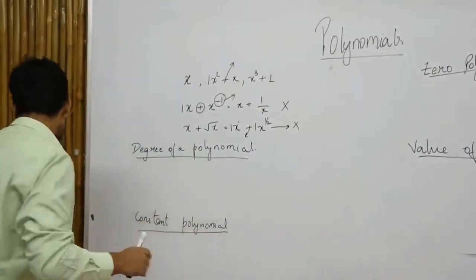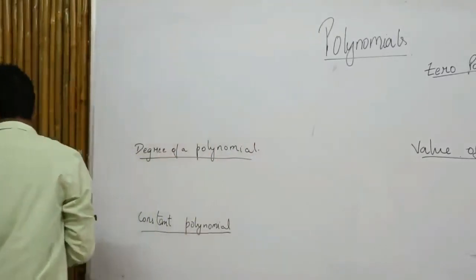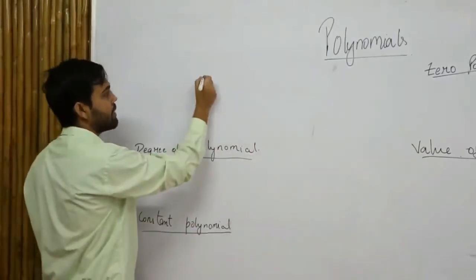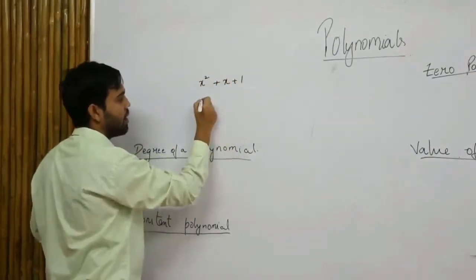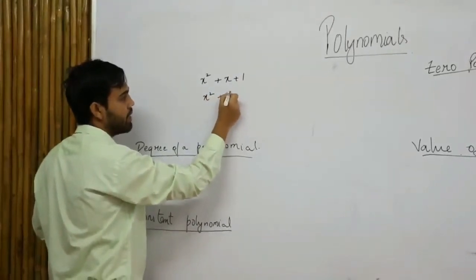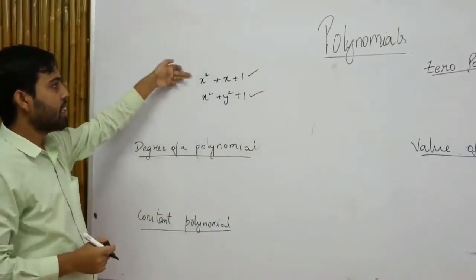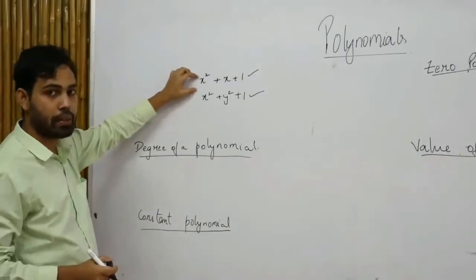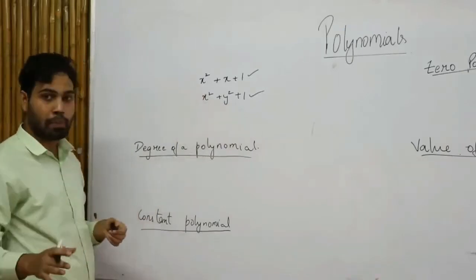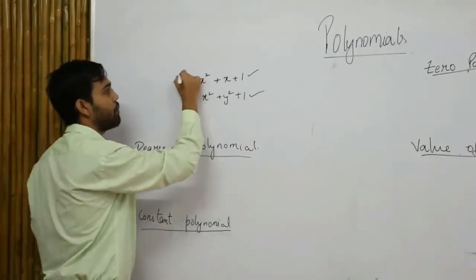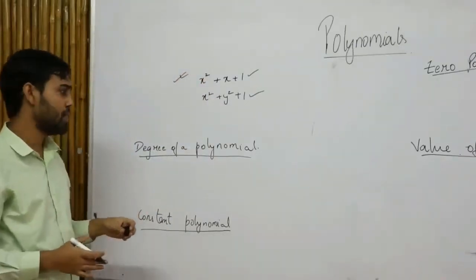Now, in your class 9, you have learned about this. I may have polynomials such as x squared plus x plus 1, or I may also have x squared plus y squared plus 1. See, this is also a polynomial, this is also a polynomial. In this case, I have a polynomial with only one variable, and in this case, I have two variables. So, in this chapter, in class 10, we will be mainly focusing on polynomials with a single variable. We'll learn how to solve these polynomials, what the zeros of polynomials are, and so on.